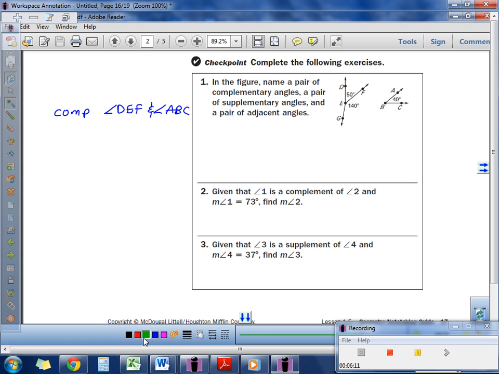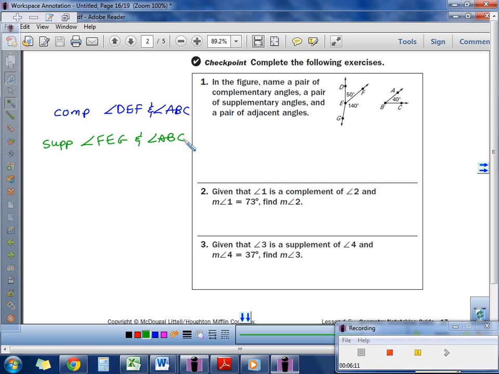The next one says supplementary, meaning add up to 180. Which numbers add up to 180? 140. Okay, so I need to name those two angles, the one with the 140 and the 40. So how do we name the 140 one? FEG. I would do FEG or GEF. And its corresponding supplement would be ABC.